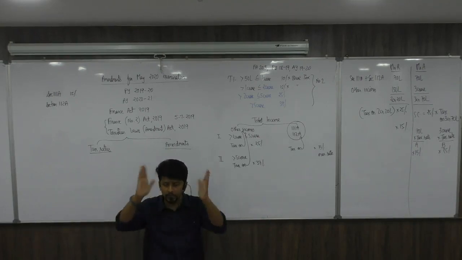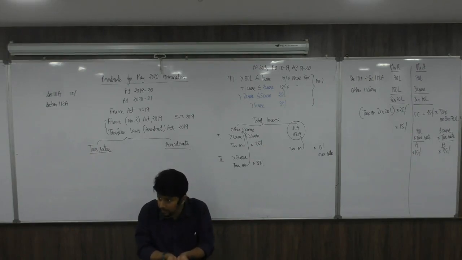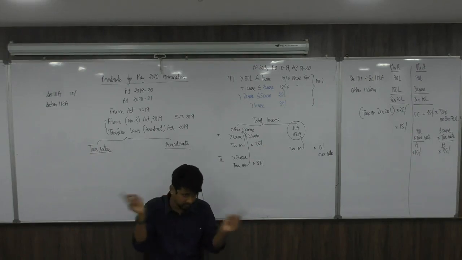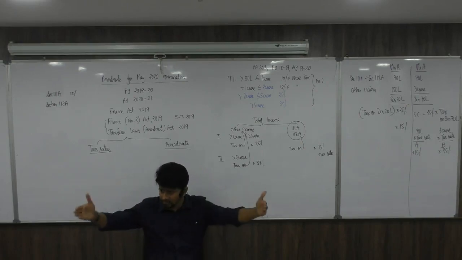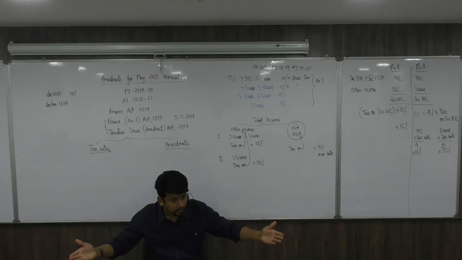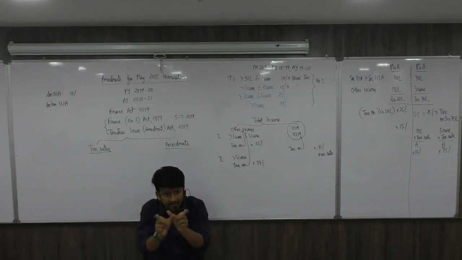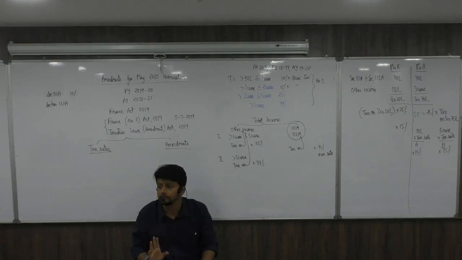Since you're talking SOP, how does your computation begin? NAV is nil. The only deduction possible is this reduction under 24B. Now don't do calculations combined. Calculations separate. So the 2 lakh limit and the 30,000 limit will be separate. But once you get your two deductions, the aggregate of both cannot cross 2 lakhs.